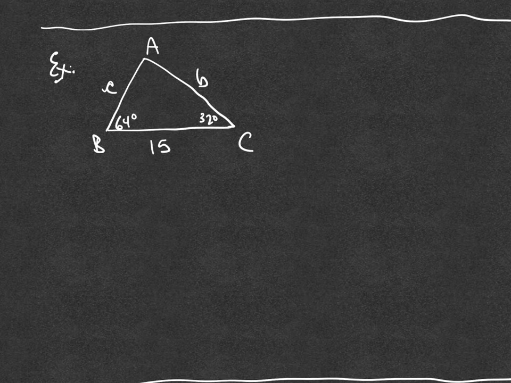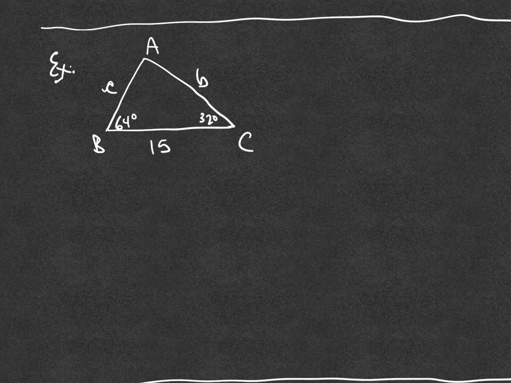Now someone might say, you can't use law of sines because you don't know a pair. And at first, you're correct. I know this angle, but I do not know the side across. I know this side, but not the angle across. So at least to start with, you're correct, we don't know a pair.